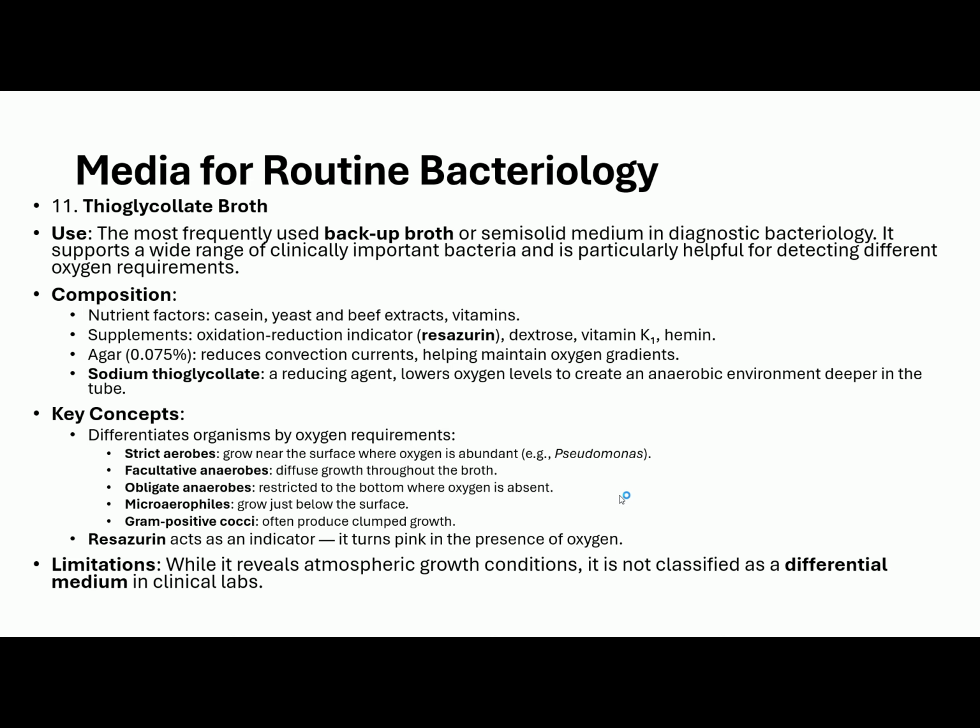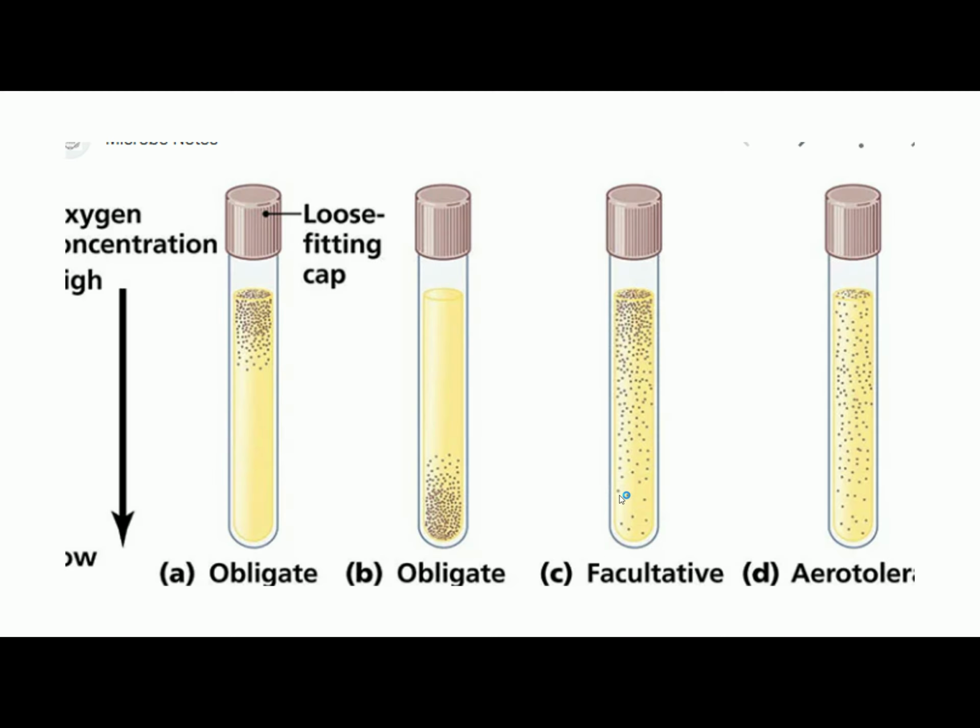Key concepts include that it differentiates organisms by oxygen requirement. So kapag near the surface, strict aerobe. Kapag diffuse growth, facultative. Pag restricted to the bottom, obligate anaerobe. Microaerophiles grow just below the surface, and gram-positive cocci would often produce clumped growth. Now, si resazurin, class, acts as an indicator. It turns pink in the presence of oxygen. Not classified as a differential medium in clinical labs. So, ito yung thioglycolate broth nyo, class.